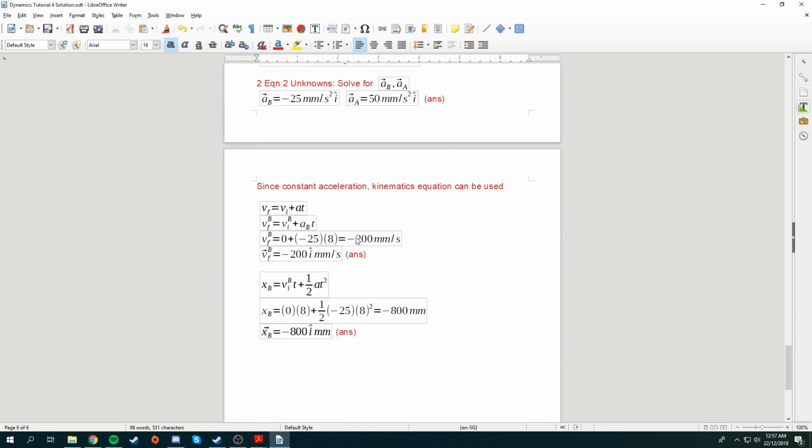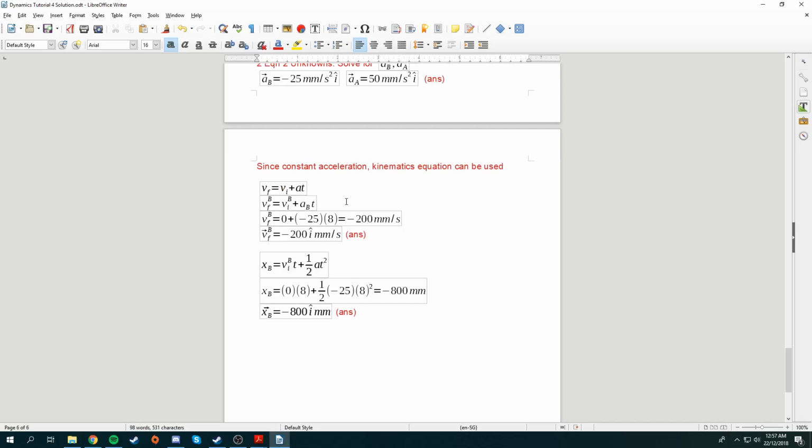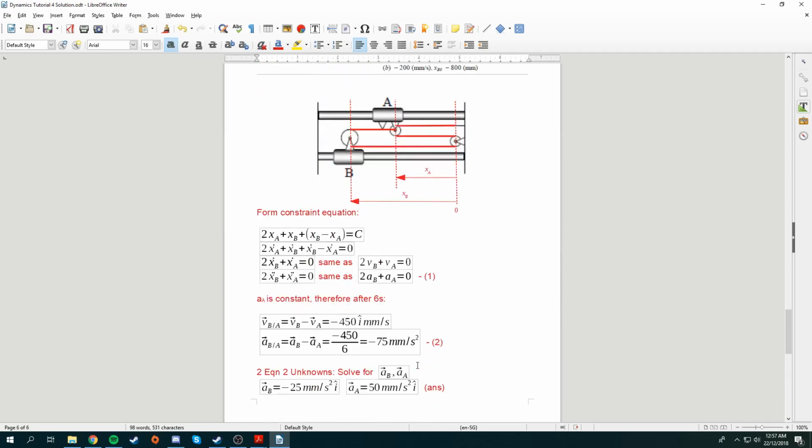Therefore, I can very easily solve for my velocity of B, which is negative 200 mm per second in the i direction. Similarly, using the kinematics equation, I can find out the displacement or the position of collar B, and that will be negative 800 mm in the i direction. So that's how you solve for question 4.